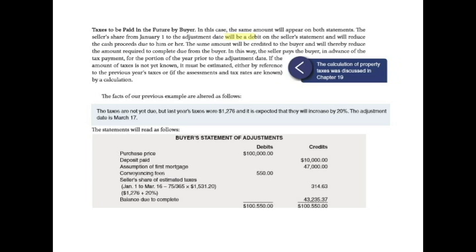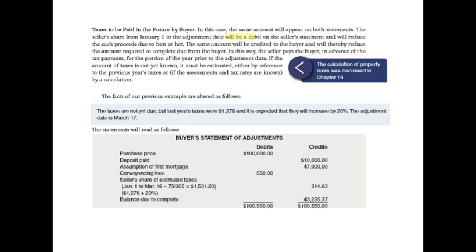So now we got the statements, the buyer's statement of adjustment. So basically, in the frowny column, the debits on the left, we have purchase price 100 grand. Deposit paid goes into the happy face credits on the right, 10 grand. Already paid the deposit directly to the seller, of course. Assumption of the first mortgage, that also goes in the happy face. That's 47 grand, a credit.